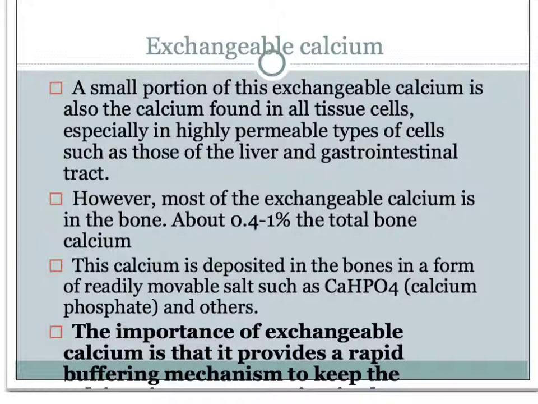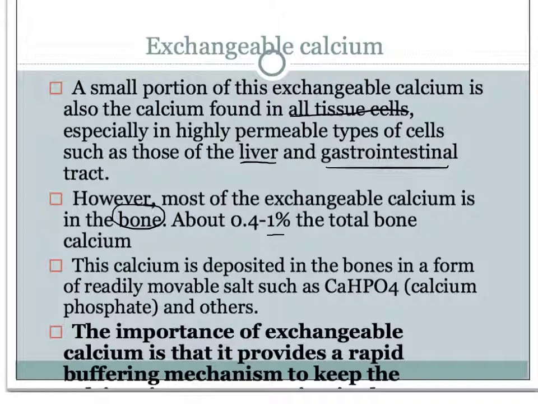This is talking about exchangeable calcium. A small portion of this exchangeable calcium is found in all tissues and cells, especially highly permeable types of cells like the liver and the gastrointestinal tract. You're going to have more of this type of calcium there because that's where your food is being digested. But most of the exchangeable calcium is in the bone, which is why we're talking about it with the skeletal system. It's only about 1% at the most of your total bone calcium, though. Everything else is going to be there, and then the 1% is going to be exchangeable and can kind of flux in and out.